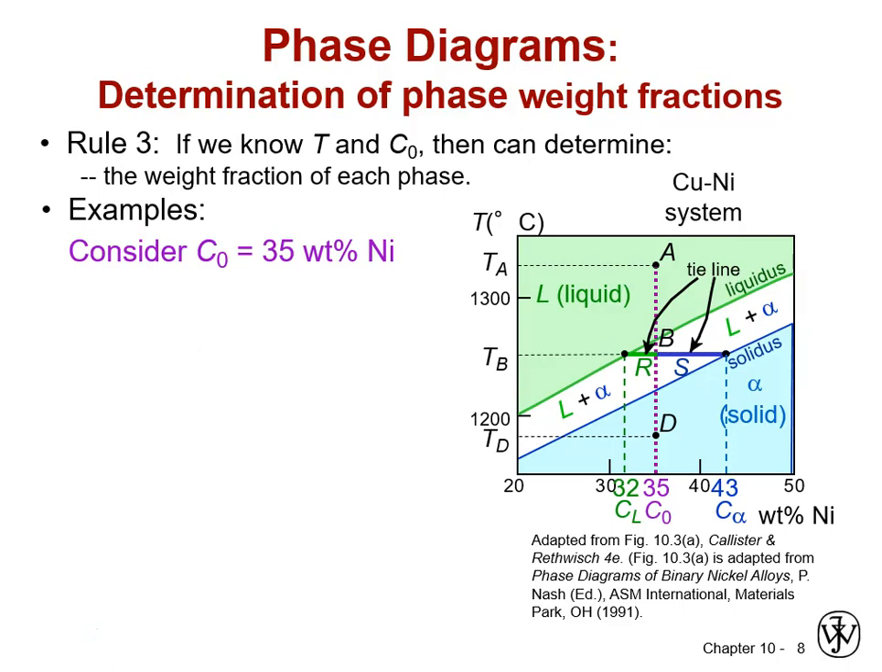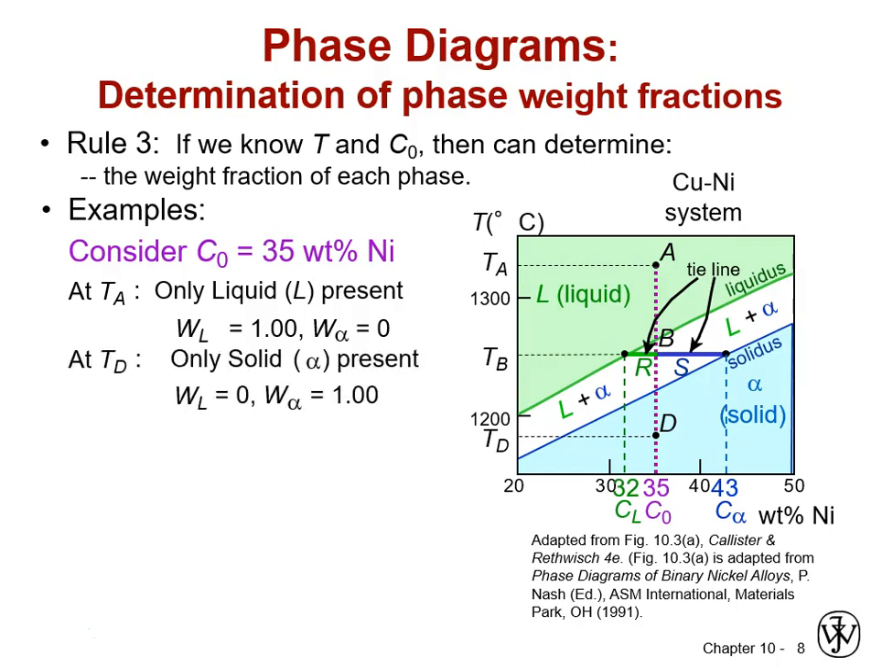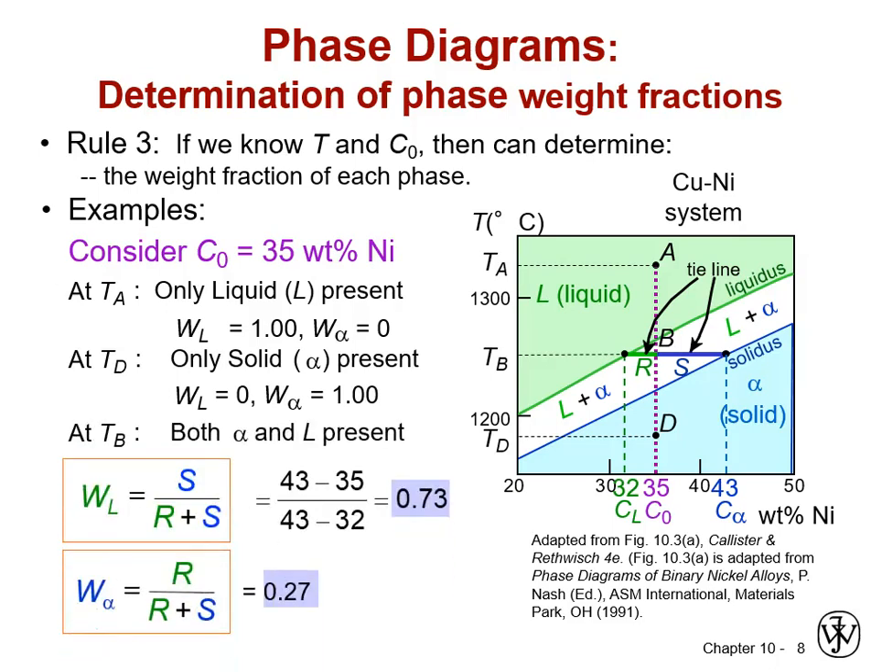But how much liquid is there relative to the amount of solid? Do I have more liquid present or do I have more solid present? That could be important for processing, whether maybe I'm solidifying quickly enough, or can I move my mold? Well, the tie line can tell us that too. So just a quick review here, remembering that we cooled down from T_A, where we had all liquid, and if we had gone all the way to T_D, we'd have all solid.